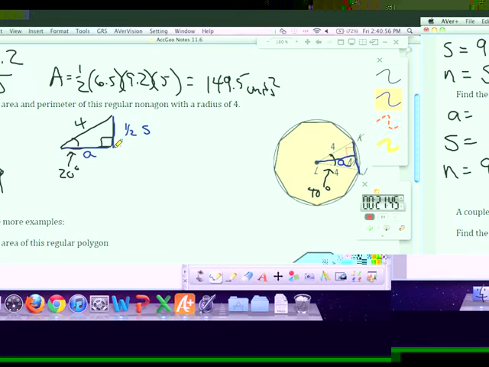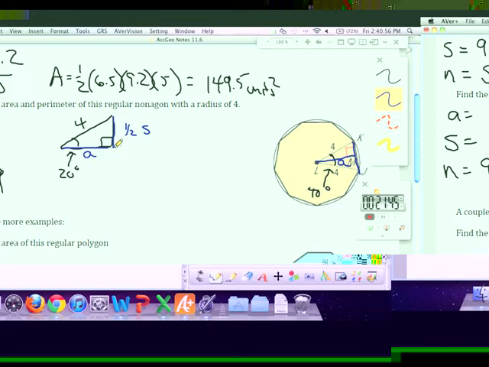Hopefully, if we know that this piece is 4.6 and the whole length is double that, which would be 9.2, I'm going to go with 9.2 just because I rounded to 4.6. If I have this information, I know that this is the formula for the area of this regular polygon, plug and chug.